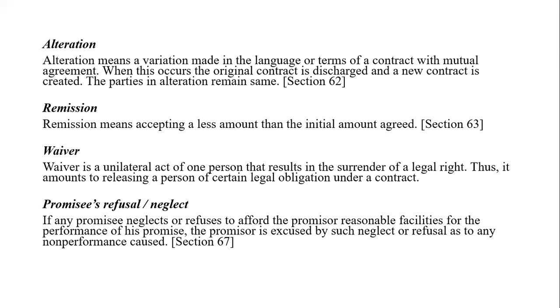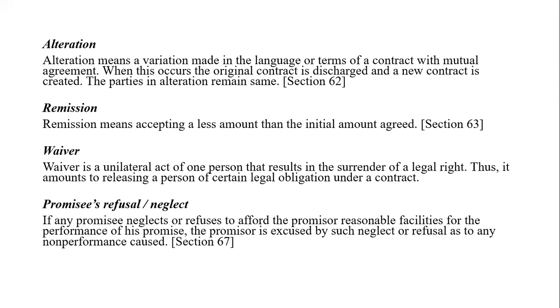Again, a waiver is a unilateral act of one person that results in the surrender of legal rights. It amounts to releasing a person from a certain legal obligation or contract. It is very rare, like if any party does not acquire the consideration which they have promised earlier. So this is called the waiver.